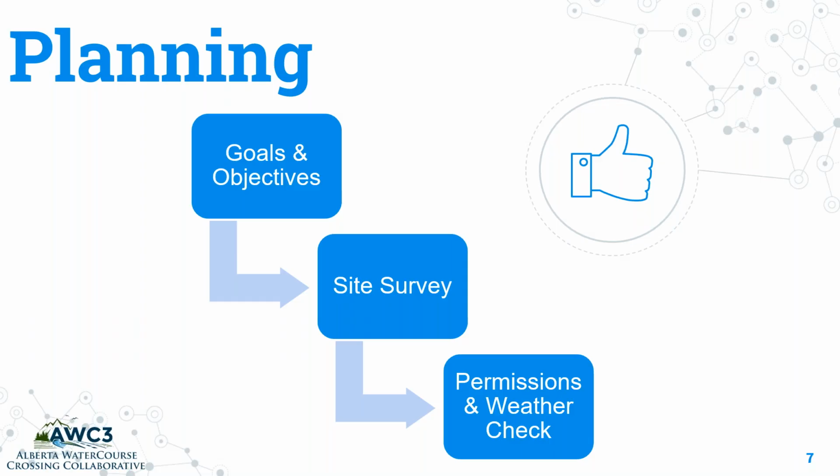So if you have a very homogeneous site, you might need to increase the amount of overlap that you're taking between photos or the amount of ground control points, etc. So having a really good idea of what the site looks like before you arrive or before you do the flight is necessary. And something else that we need to take into consideration is permissions and weather checks.